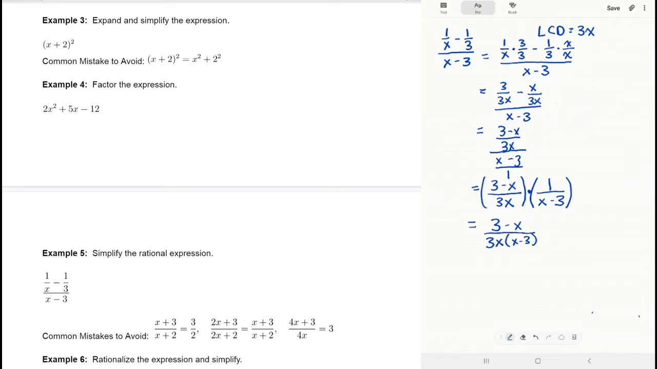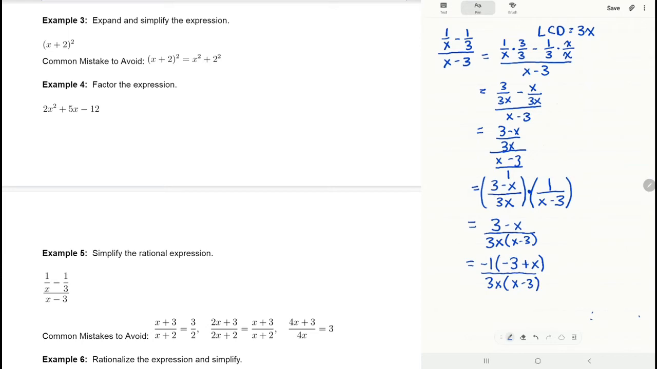So now we can look at the numerator and the denominator. We have a 3 minus x and an x minus 3. So they are almost the same, except they differ by a negative sign. So what we could do is factor out a negative 1 from the numerator. If I take out negative 1 from positive 3, I am left with a negative 3. And if I take out a negative 1 from negative x, I'm left with a positive x. And this is all divided by the 3x times x minus 3.